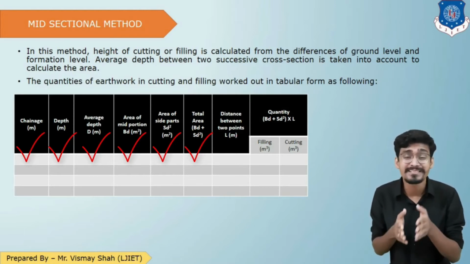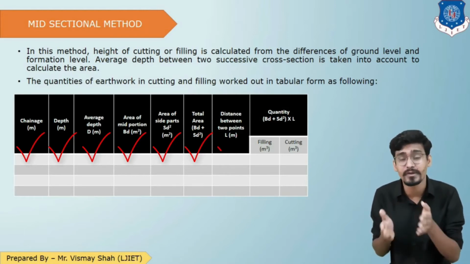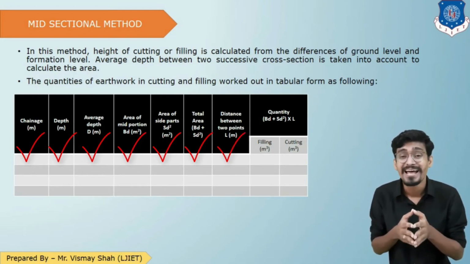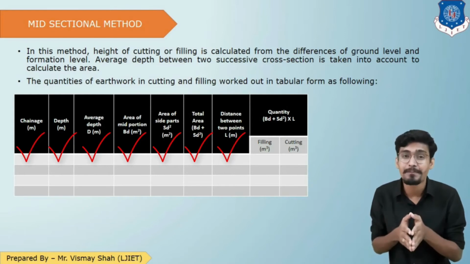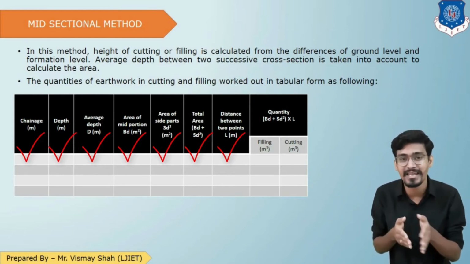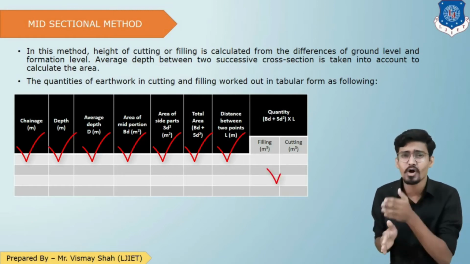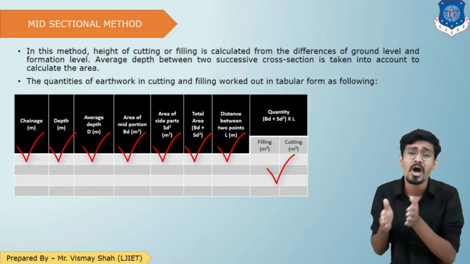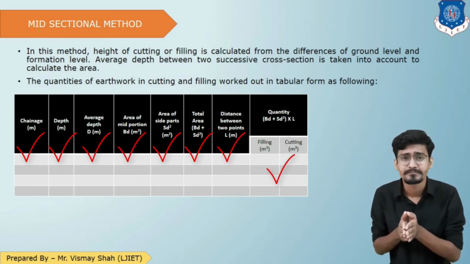Then, there will be the total area, BD plus SD square. This is the area. To find out the length, we need the distances between two points. So, that is your length. If you multiply that L with the area, the quantity will be either in cutting or in filling. So, the last column is further divided into two sub-columns, either the quantity in cutting or the quantity in filling.